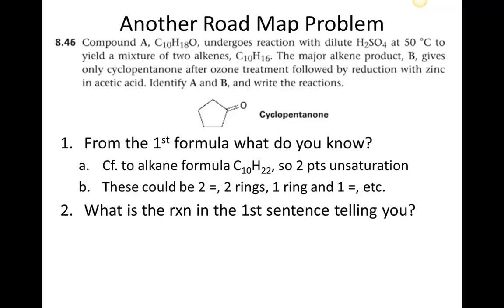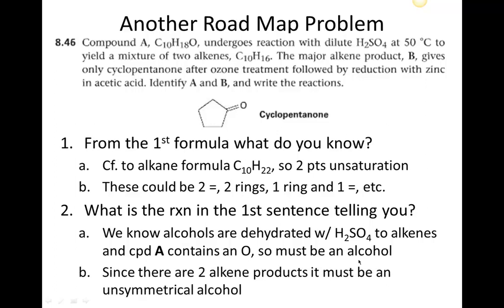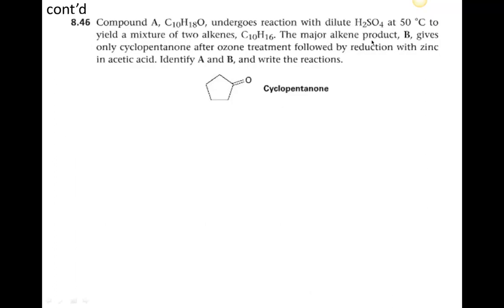So the reaction that we're talking about here tells us that we had to have had an alcohol, and compound A contains an oxygen, so it must be an alcohol. And since there are two different products here, it means that the alcohol can't have been symmetrical. All right, so let's keep going.